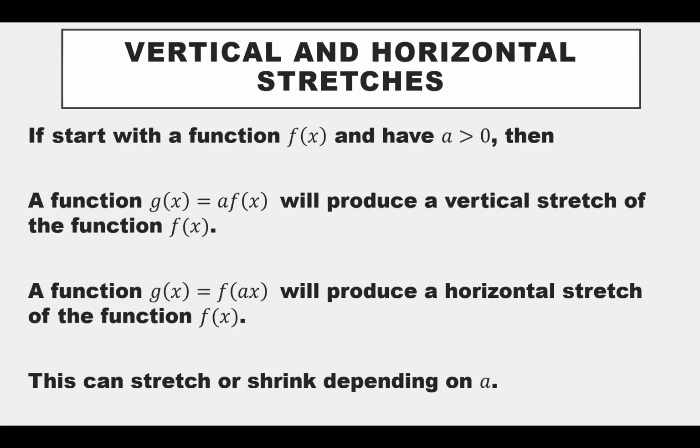Now, we did vertical and horizontal shifts. Now let's do vertical and horizontal stretching. So we're going to start with a function and have a positive real number. We'll call it a. Then if I create a new function by taking a times f of x, we'll call that new function g of x. It will stretch out f of x vertically by a factor of a.